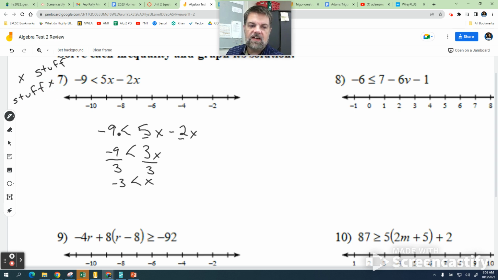Right now, the alligator's trying to eat the x. So if I put the x here, the alligator still tries to eat it. Right? That's what your elementary school teachers teach you. So in other words, x is greater than negative 3.